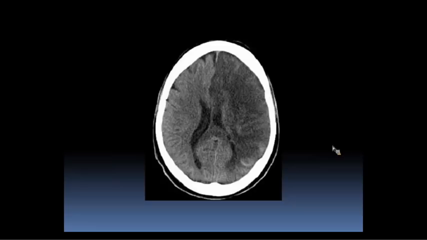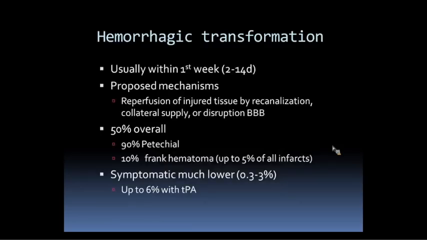And there are really kind of two types of hemorrhagic transformation. We generally think of petechial hemorrhage, which is basically just some leak because of the blood-brain barrier breakdown, and then more frank hematoma formation. So usually hemorrhagic transformation occurs within the first week, anywhere between the second to 14th day is most common. So proposed mechanisms are just reperfusion of injured tissue by recanalization, collateral supply, disruption of blood-brain barrier.